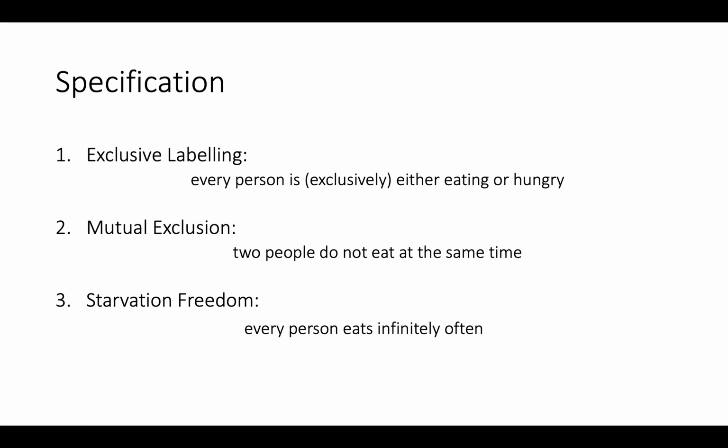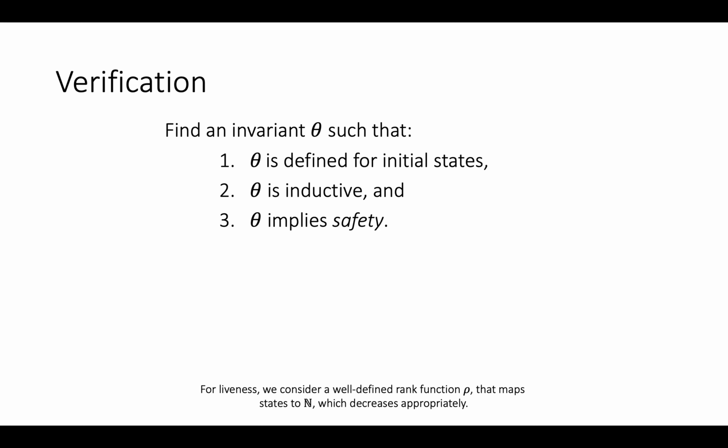To verify a safety property, we can use a proof invariant, say theta, such that A. Theta holds for the initial state. B. If theta holds for a state S and there is a transition from state S to state S prime, then theta holds for S prime. And C. If theta holds for a state, then that state satisfies all safety properties.